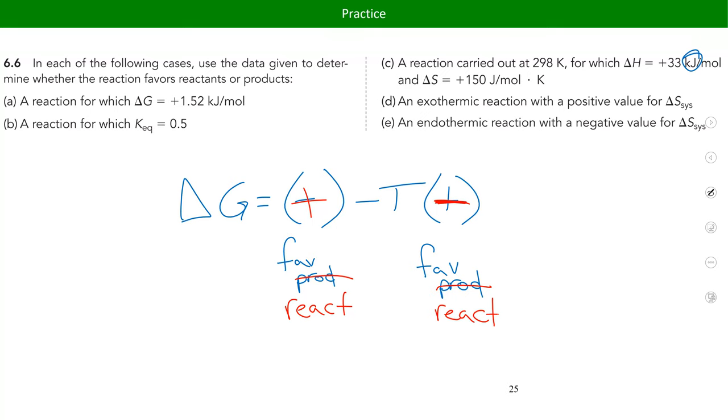This is all still based on perspective. We want to put it the other way and be positive and negative. They're just flipped. Exactly. So for D, exothermic reaction for positive value for delta S, it could be the reverse reaction for E. If it's always non-spontaneous in one direction, by definition, that means it's always spontaneous the other direction. And again, it doesn't mean that it won't happen. It just means that when you hit equilibrium, you're going to favor one side or the other.